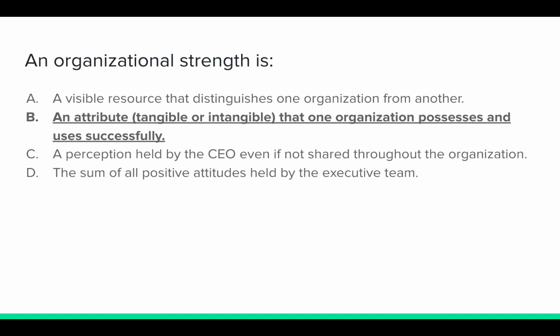Next one, organizational strength is, and again, lots of different answers here, but our correct answer is an attribute that one organization possesses and uses successfully. So it can be a tangible attribute, an intangible attribute, either situation is fine, but that strength is something that we not only possess, but we use successfully.